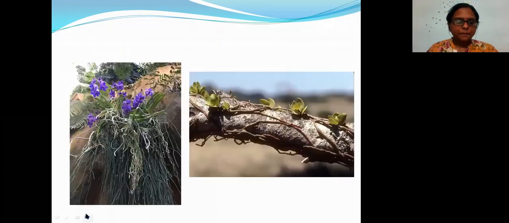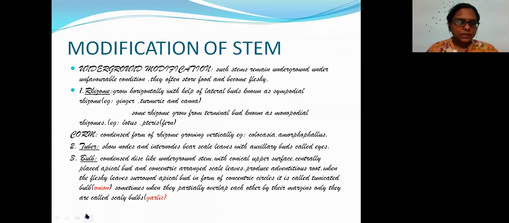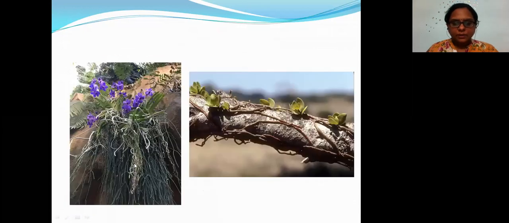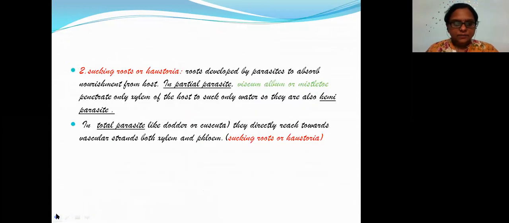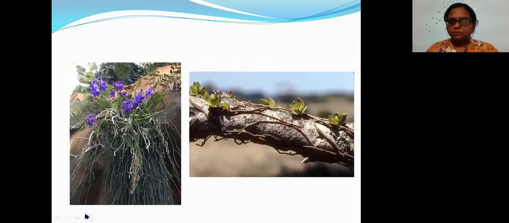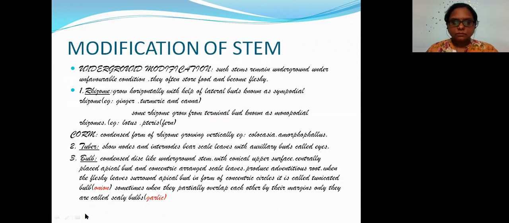So we have to start with the stem actually. Till here it was over, right? I remember I showed you these pictures last class for the total parasite and the partial parasite, right? Mistletoe we have seen last class. Any doubts, students, or shall I proceed? You can proceed.